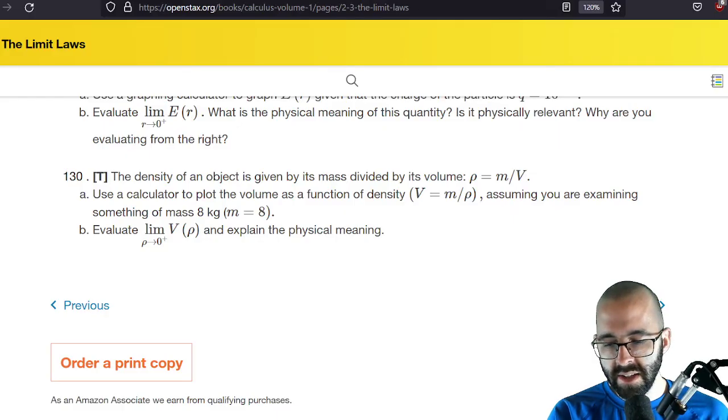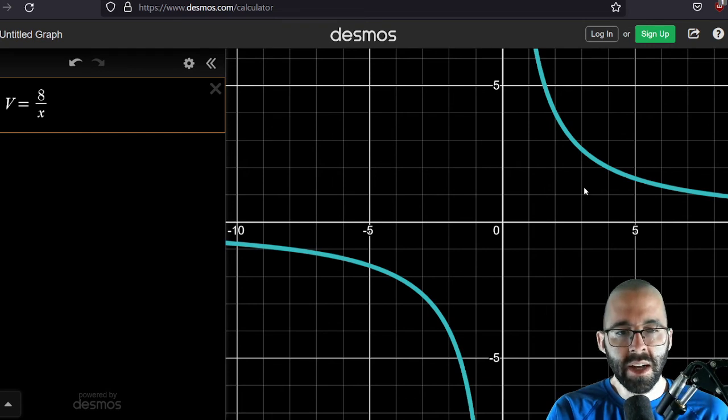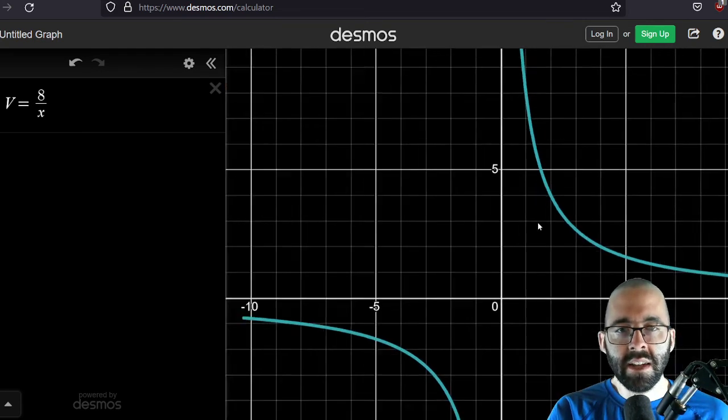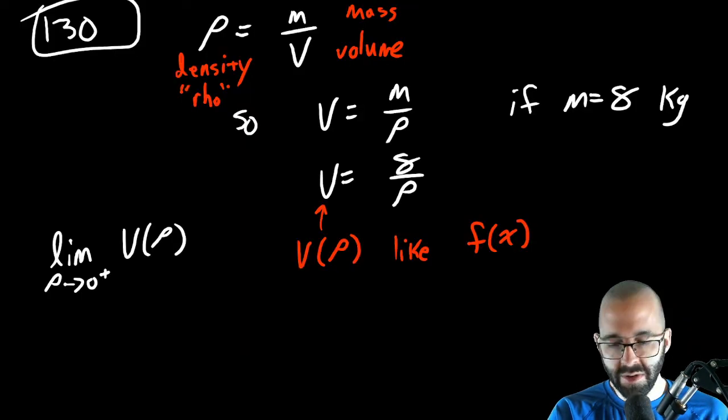Well, graphically, that's not too hard. It's just a reciprocal function times 8. As our variable is getting close to 0, look at those x values. Those inputs are getting close to 0. We're going to the left, close to 0 from the right side. Well, the function's going off to infinity.